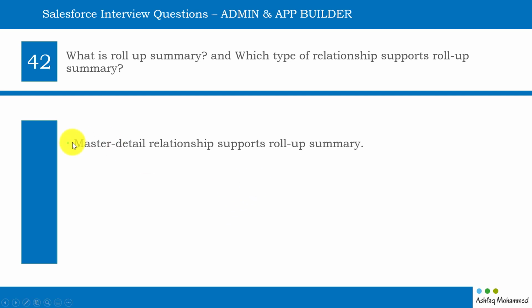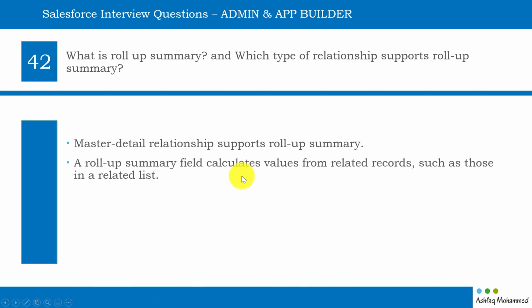Okay. So this roll-up summary is supported only by master detail. If it is a master detail relationship, then only you can create roll-up summary. If it is a lookup relationship, you cannot create a roll-up summary. You will not get the out-of-the-box roll-up summary option itself. So a roll-up summary field calculates values from related records. Related in the sense child records, such as those in a related list.